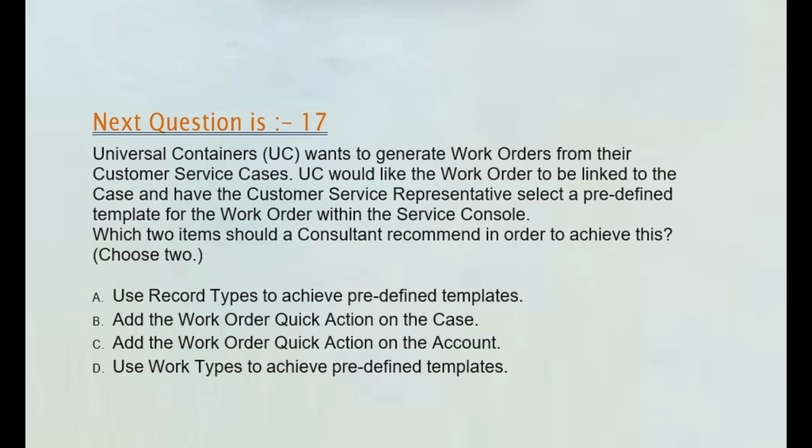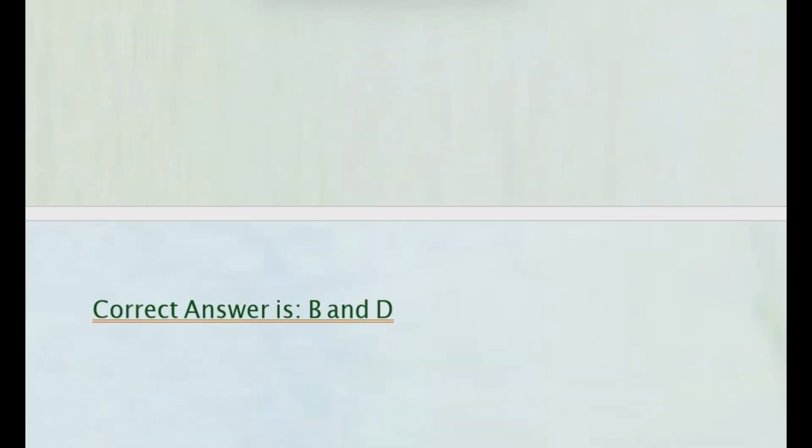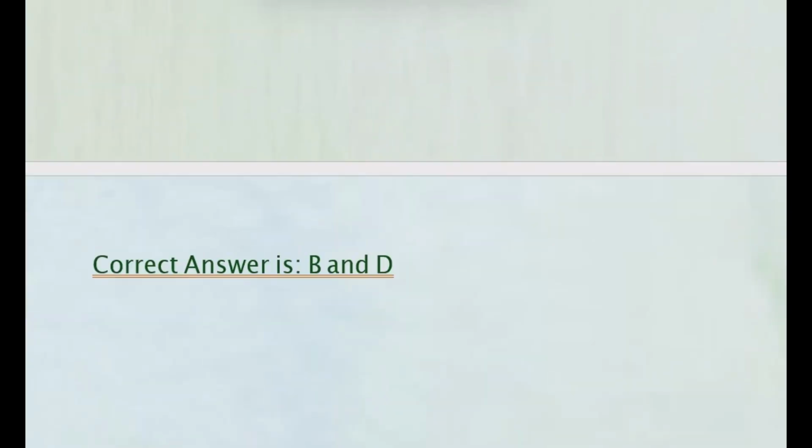Option A. Use record types to achieve predefined templates. Option B. Add the work order quick action on the case. Option C. Add the work order quick action on the account. Option D. Use work types to achieve predefined templates. Correct answer is option B and option D.